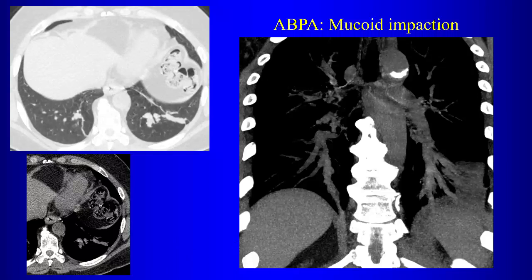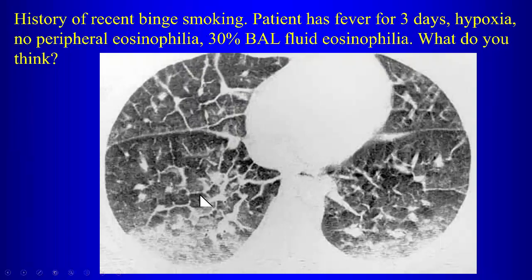Finger and glove. So, are you talking about finger and glove opacities? Well, what about the attenuation here? It's higher in attenuation. You'd expect mucus plugging to be fluid attenuation or low attenuation. So high attenuation mucoid impaction can also be characteristic of allergic bronchopulmonary aspergillosis.